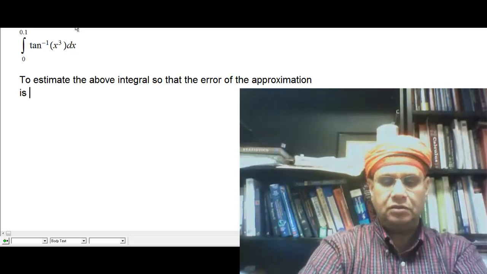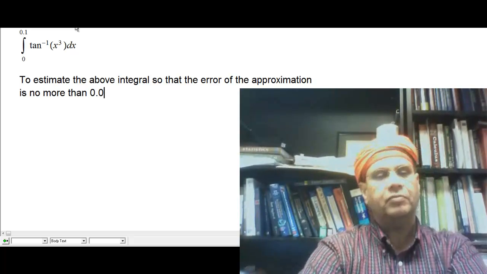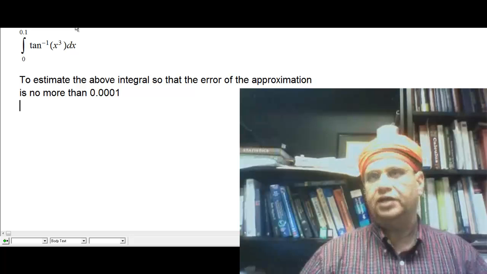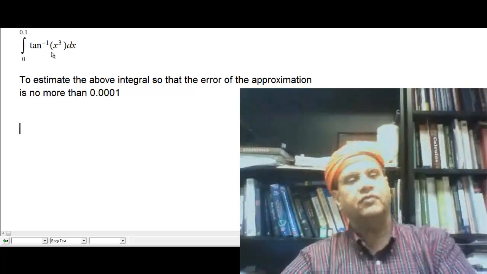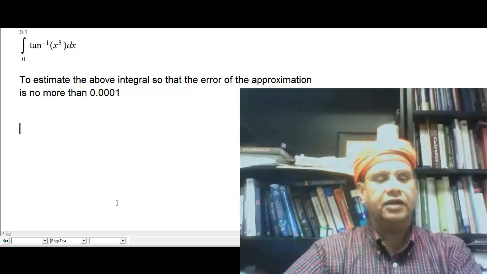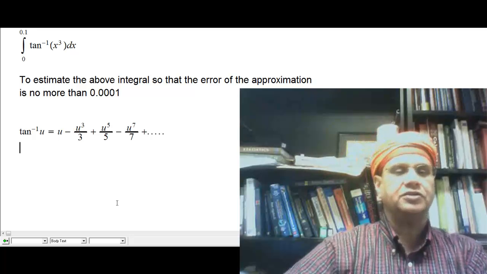The error of the approximation is no more than, say, this, which is what your order is. Making sense? So what we do in this case, of course, we don't know how to integrate it directly, so we might use the Maclaurin series expansion.